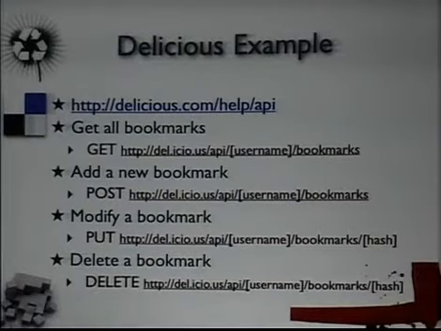So here's an example for Delicious. Can anybody tell me what type of web service this is? From looking at it? There you go. If I had a prize, I would give it to you. It's a RESTful web service because it's using all of the methods. It's using GET, POST, PUT, and DELETE.